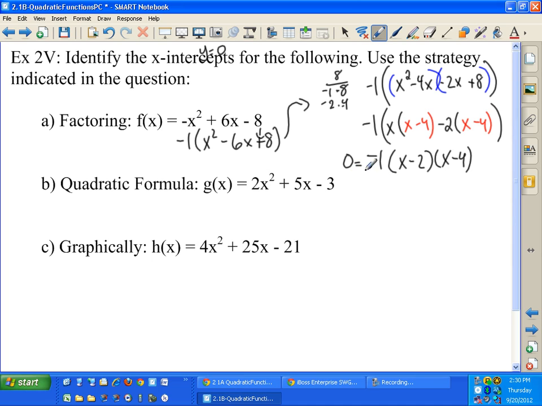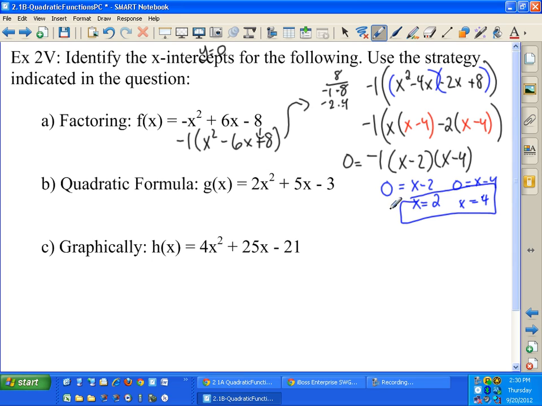And so really I'm left with 0 equals x minus 2 and 0 equals x minus 4, which I can break up using my zero product property, which basically says 0 equals x minus 2 or 0 equals x minus 4. If I add the 2 and add the 4 across, the x-intercepts for that one are 2 and positive 4. That's what I was looking for in this problem, the x-intercepts.